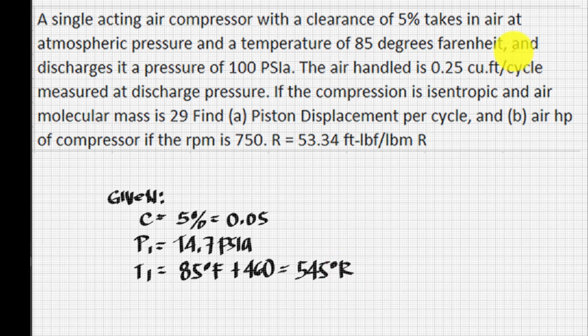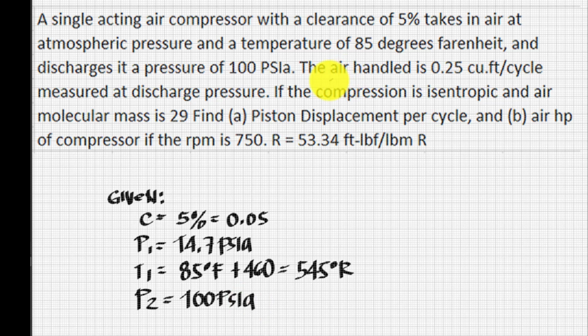Then we have here the compressor discharge. You will notice that the compressor discharges the air at a given pressure of 100 psi. So my P sub 2 is at 100 psi gauge, so that is a gauge reading already, plus the atmospheric pressure.